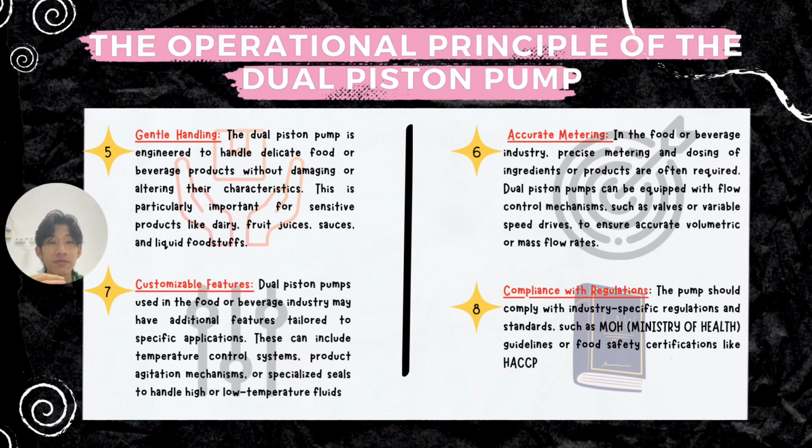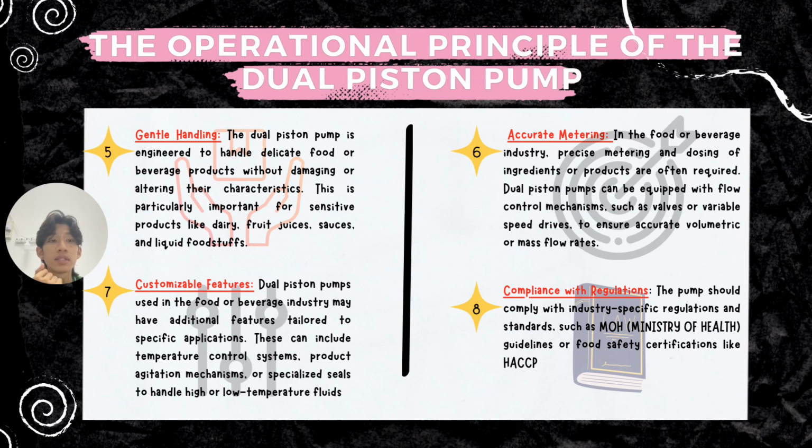Next, the fifth point is gentle handling. The dual piston pump is engineered to handle delicate food or beverage products without damaging or altering their characteristics. This is particularly important for sensitive products like dairy, fruit juice, sauces, and liquid foodstuff.